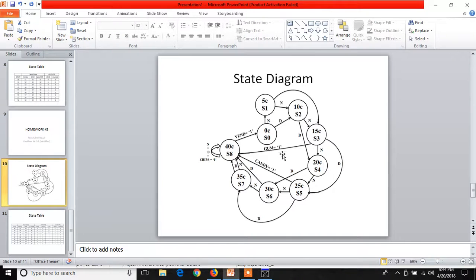And because I added 2 more items, and one item, which is gum, costs 15 cents, when gum is selected at state 3, it goes directly to state 8 and it dispenses the gum. And it does the same thing for candy, and when it goes to state 8, if chips is selected, then it dispenses the chips. And once it dispenses it, it goes back to state 0.